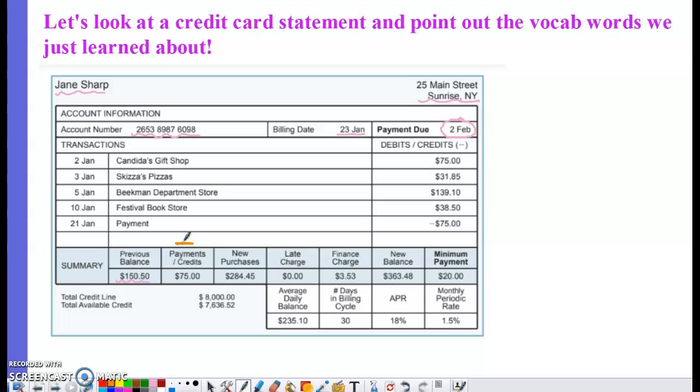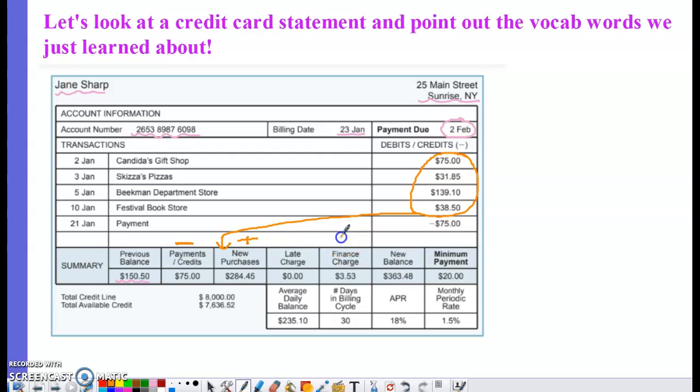Next, we have new purchases. So that comes from the $75, the $31.85, the $139.10, and the $38.50. If we add those together, those would tell us our new purchases. So we take our previous balance, we'd again subtract that $75, but then we'd have to add our new purchases because those are things that we also have to pay for. Looks like we didn't have a late charge last month. We must have paid the minimum balance in time, so we don't have to do anything with that.